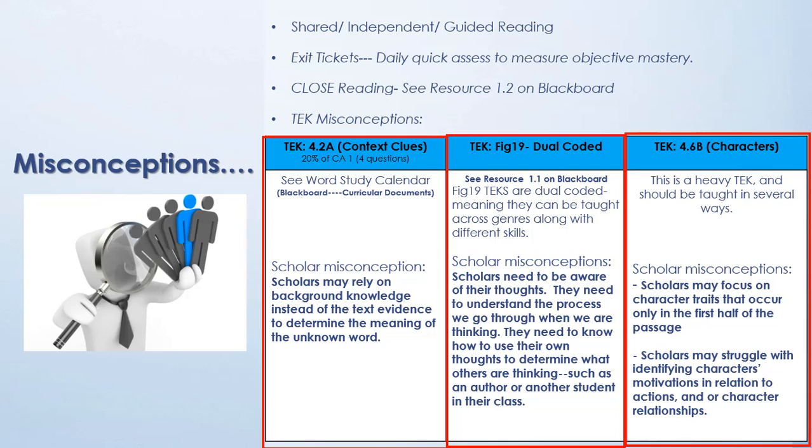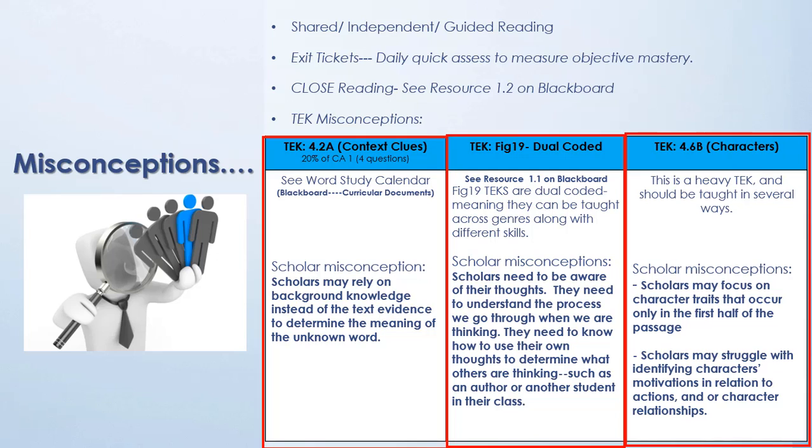When looking at the unit at a glance, we actually spend a few days over this skill teaching different learning objectives that connect to 4.6b. A potential scholar misconception for this skill is that they may just focus on character traits that occur only in the first half of the passage. We want to encourage scholars to pay attention to what characters do, what they say, how they feel, and how they change throughout the passage, from the beginning, middle, all the way to the end.